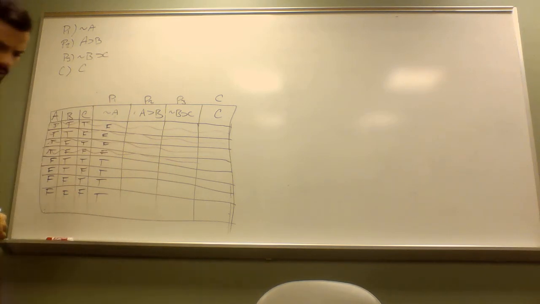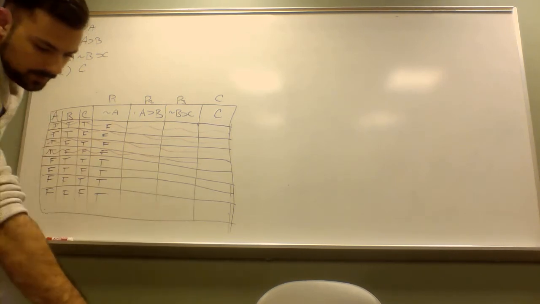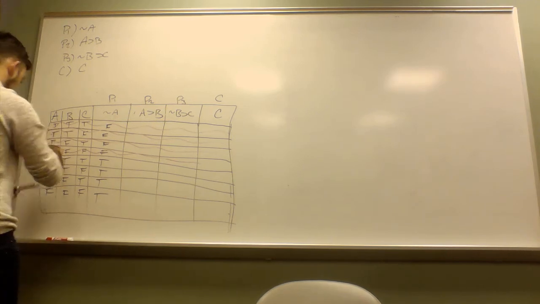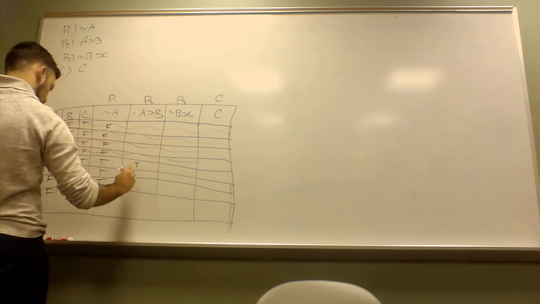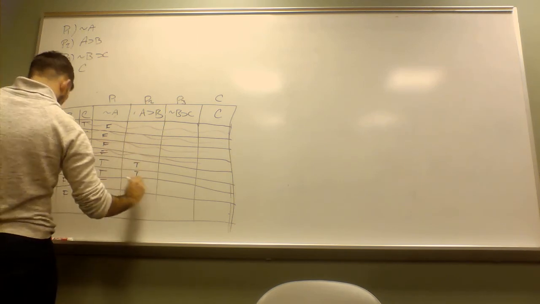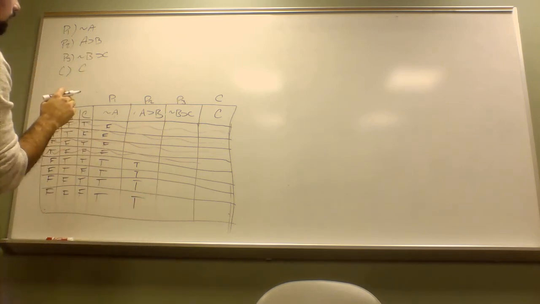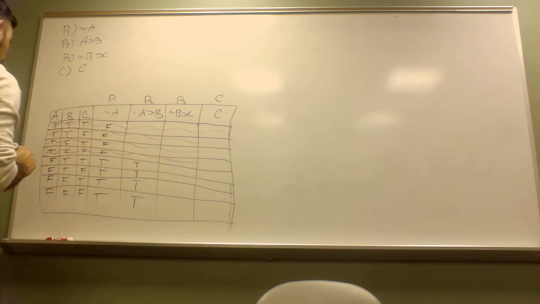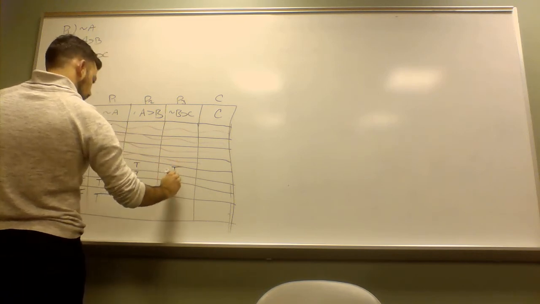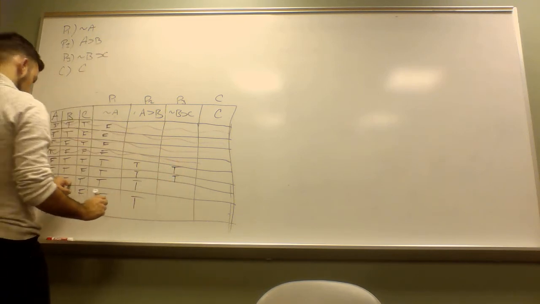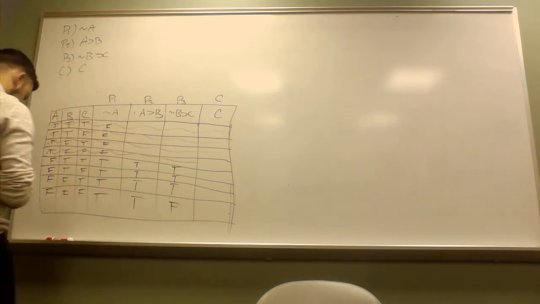Let's go from here. If A, then B. Okay? So if A, then B. A is, if false, then true. True. If false, then true. True. If false, then false. True. If false, then false. True. Okay. If not B, then C. Okay, so false and true. True. False and true. True. True and true. True. True and false. False. We have a false premise. We don't need this last row.